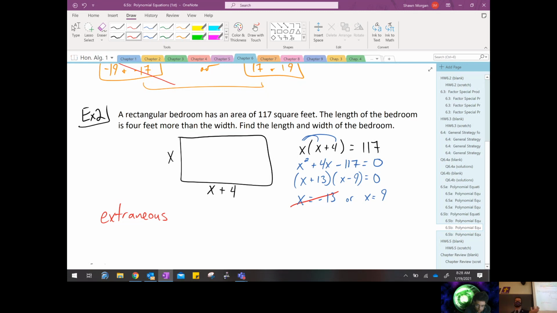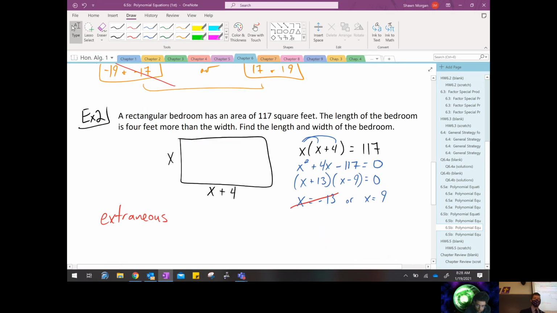Why is negative 13 an answer that I have to throw out? What's wrong with the negative number here? We had negative numbers in the last one. It can't be a negative. It's a room. That would be like saying this room is negative 13 feet wide. No, it's not. That doesn't make any sense. So 9 is a legit answer, but it doesn't answer the question. It says find the length and the width. So it's 9 by 13. So 9 by 13 would be the dimensions of that room.